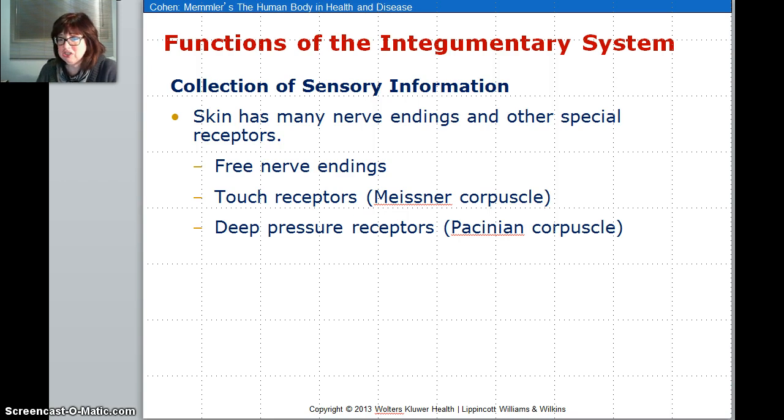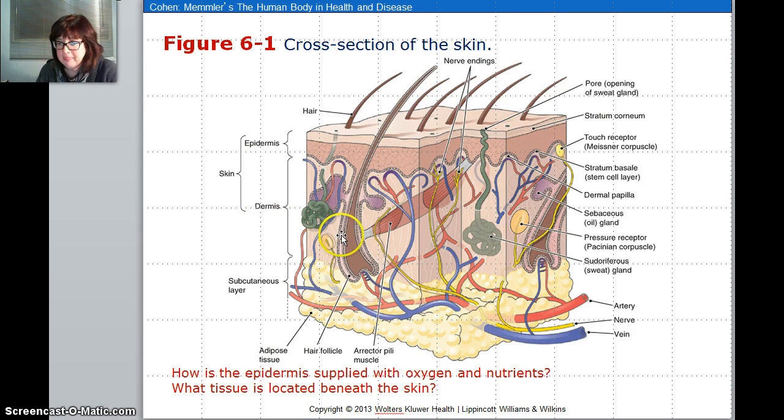sensory information. Your skin is very sensitive. You have free nerve endings. You have touch receptors, which are on the surface, those are called Meissner corpuscles, and you have deep receptors called Pacinian corpuscles. When you look at the diagram of the skin, they have a little different shape. The Meissner corpuscle is smaller. The deeper pressure receptors, the Pacinian corpuscles, are larger. Both have nerve endings, which will then be sent to your brain for processing.